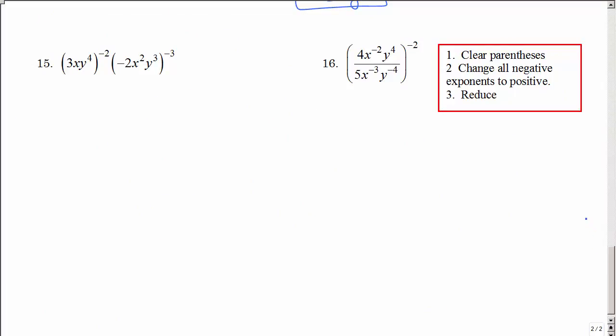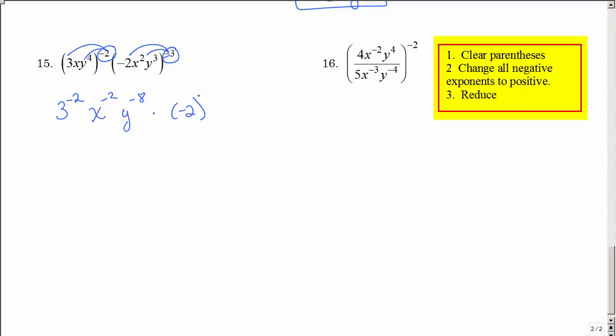Last two examples, yep, a bit harder. All right, take it step by step. Don't try to rush and don't try to skip steps. So the first thing I'm going to do is get rid of those parentheses by distributing. So that's 3 to the negative 2, which is not negative 9. x to the negative 2, y to the negative 8th, times negative 2, and I'm going to put that in parentheses knowing that that's my whole base, to the negative 3, x to the negative 6, and y to the negative 9. Look at all those negative exponents. Yuck. Now keep in mind, that's all over 1.